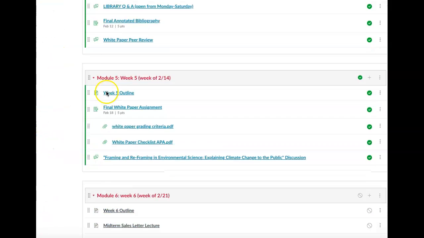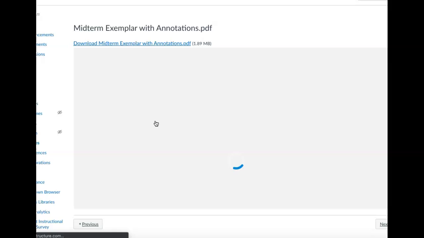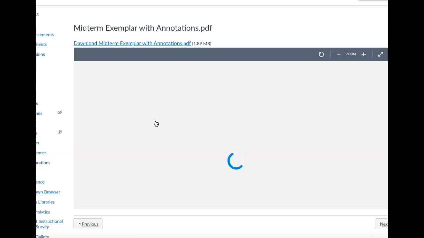Okay, so if you click on the module section of our course page, we're just working with module 6. I just want you to make sure that you understand I'm using the midterm that I posted that's called Midterm Exemplar with annotations. So if you click that document, it will bring you here. This was a previous student of mine.